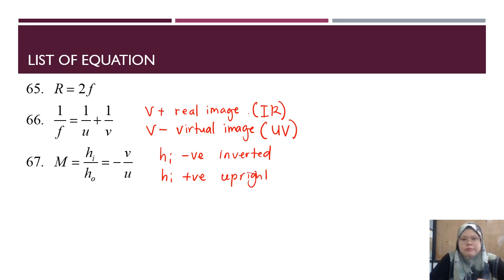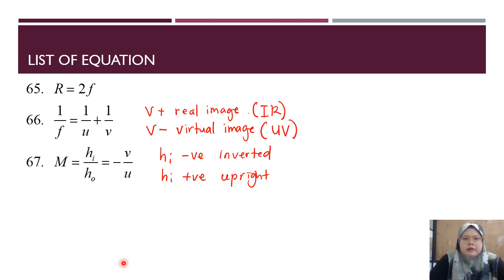That's why I ask you to remember IR and UV. It's easier for you to remember the sign convention for height of the image. Kalau height of the object, normally our object is upright. So jadi height of the object will be positive, always positive. And then untuk equation negative V over U, so use back the relationship yang ada kat sini. Use back the relationship V positive for real image and then V negative for virtual image.